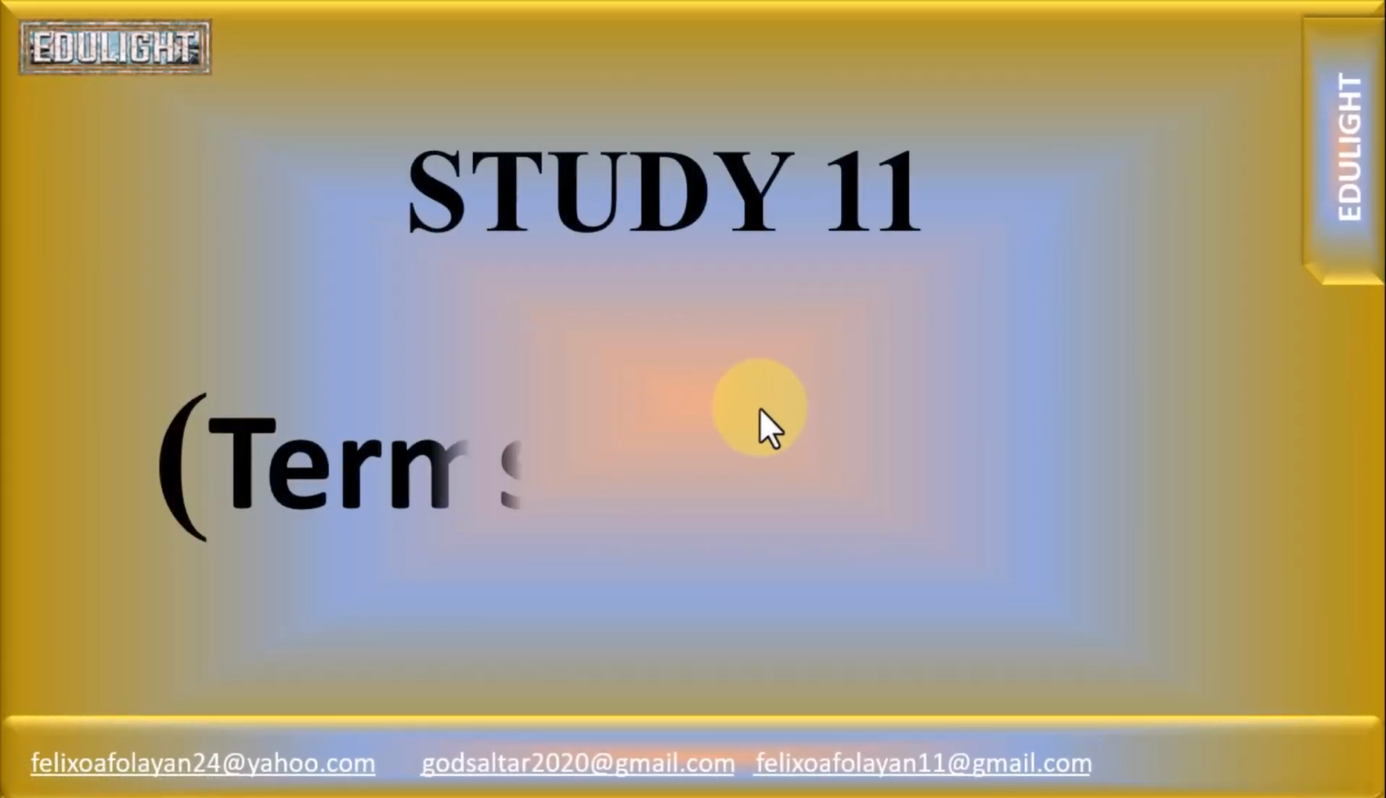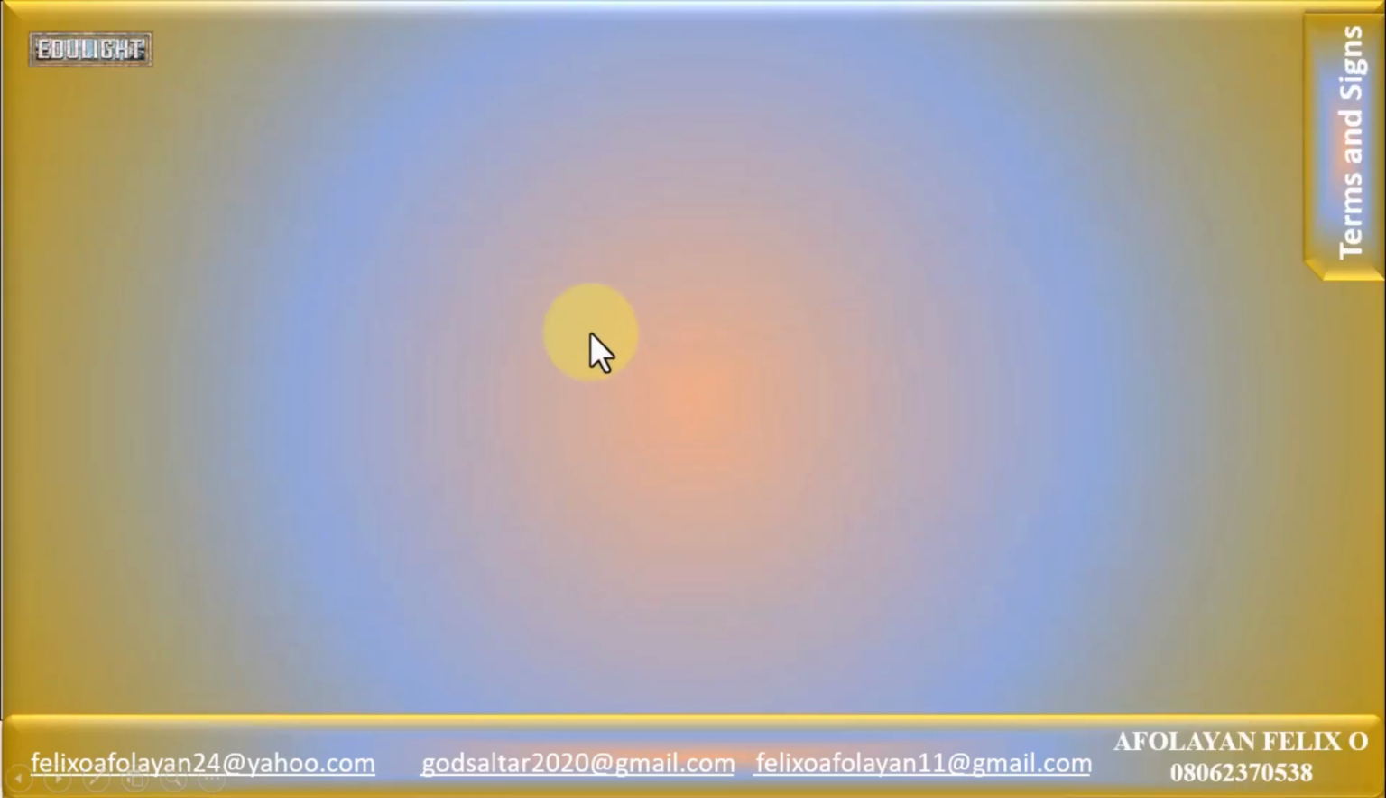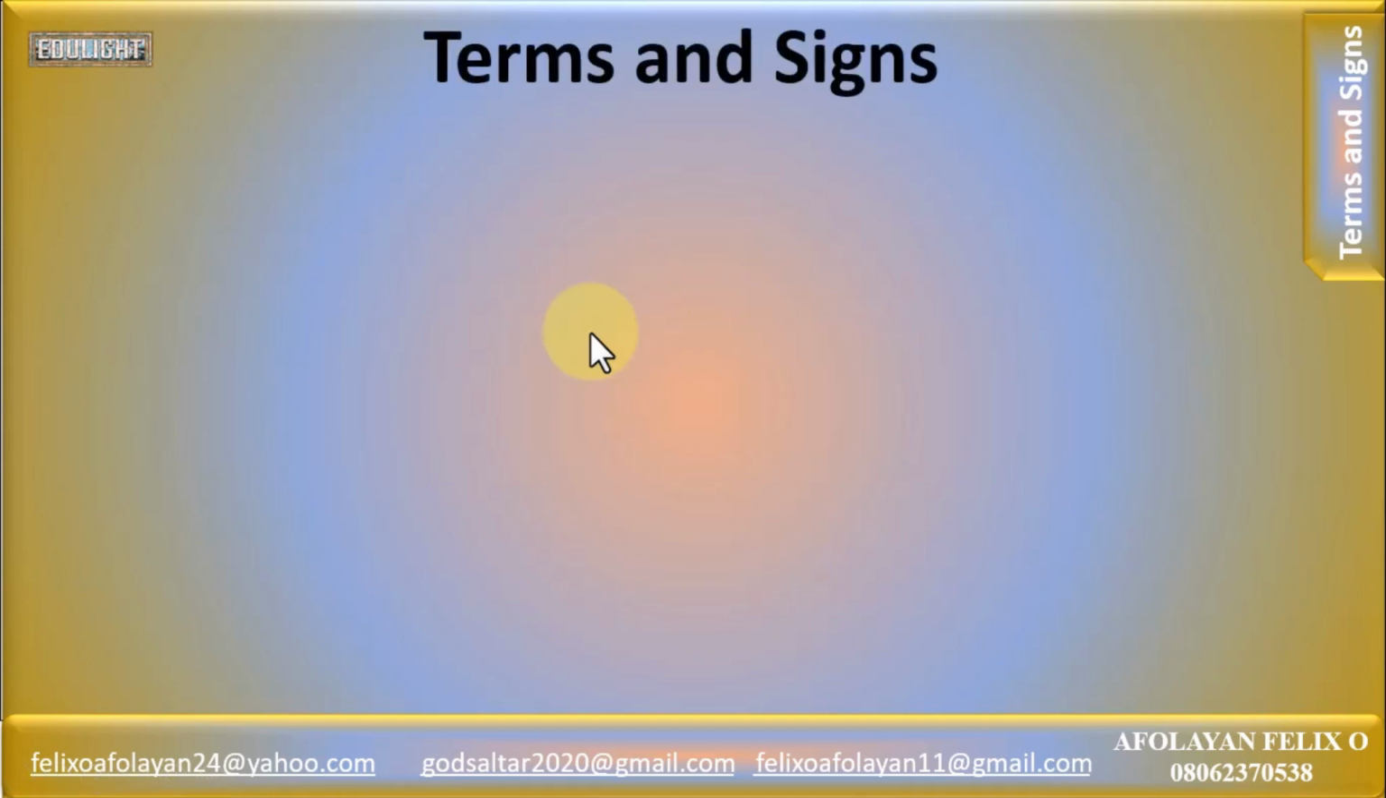So the next study, which is going to be our final study of this tutorial, is terms and signs. These signs are what you find in music when you are singing, which add melody to your song. First of all, we want to look at the group of signs called tempo and speed.